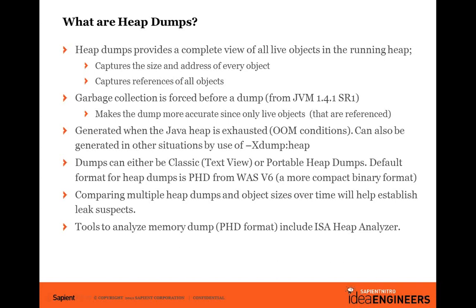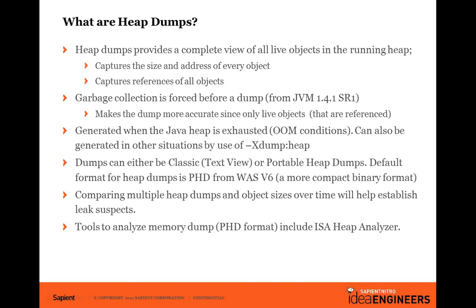The good thing about a heap dump is that a garbage collection is forced before a dump. If you have a heap and you take a dump, it will force a GC just before taking the dump, because it will clean all objects so that your heap dump only has objects of interest: objects that are still referenced and somehow not cleaned by garbage collection.